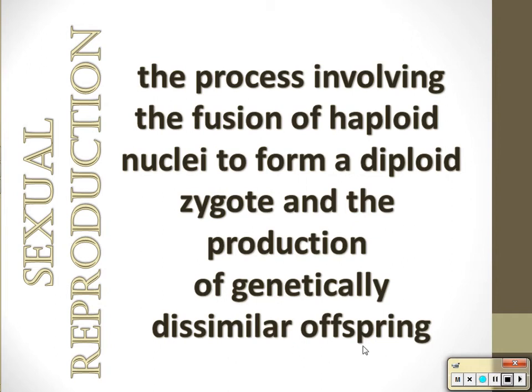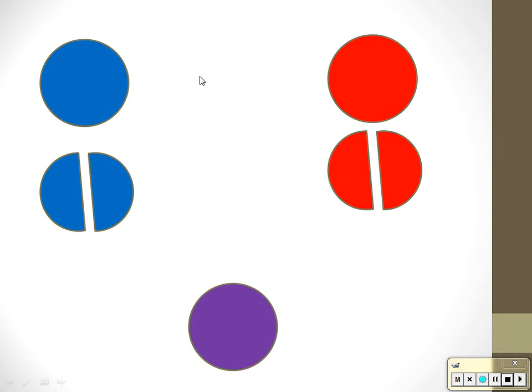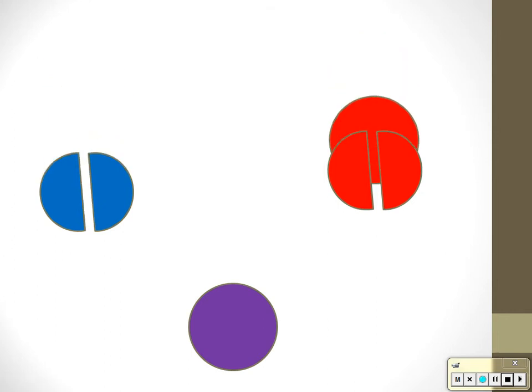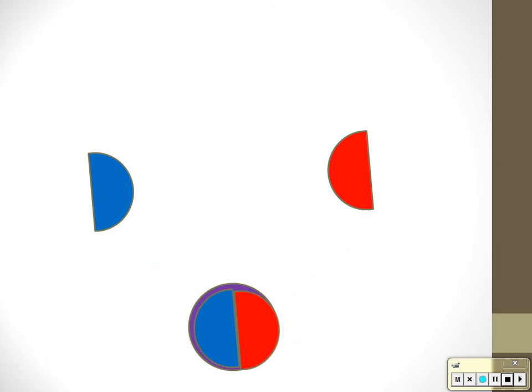So what that means is you have two parents, in this situation a blue and a red, and they produce haploid cells, which are half of what they are. Okay, so they produce these haploid cells, and each of these halves meet up to make a new diploid cell, and that diploid cell is genetically dissimilar to the parents.